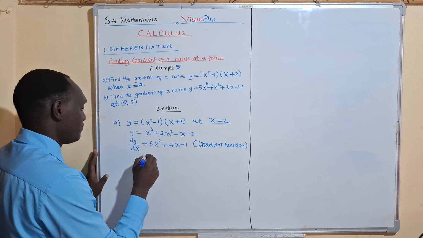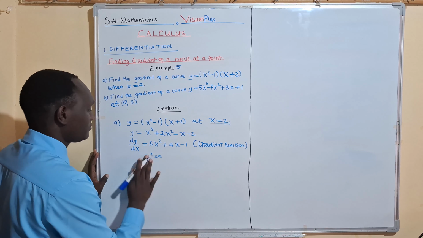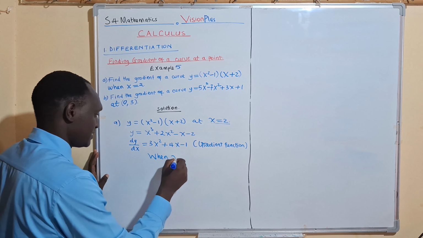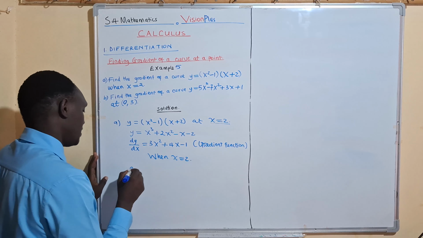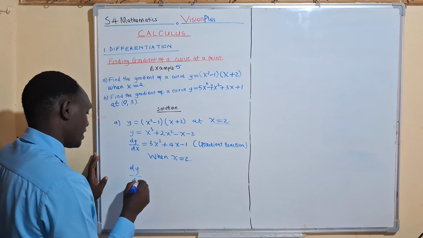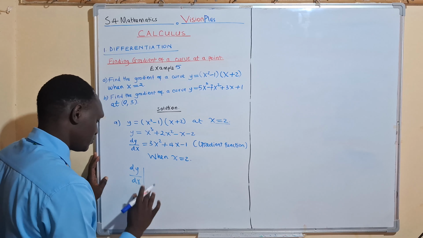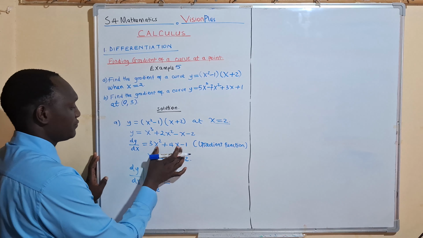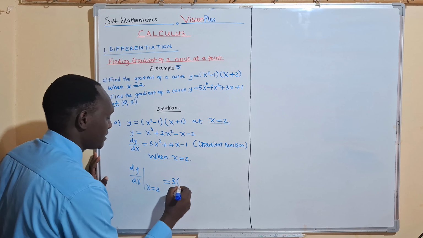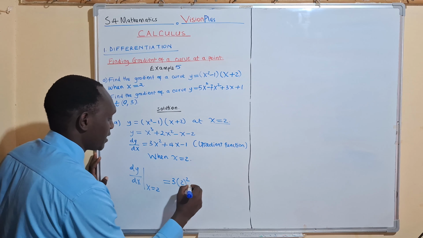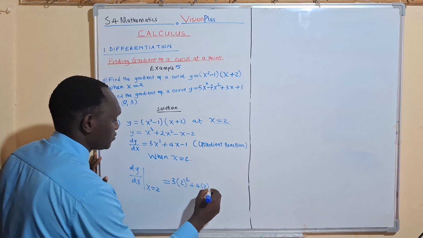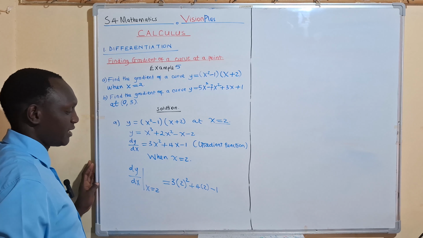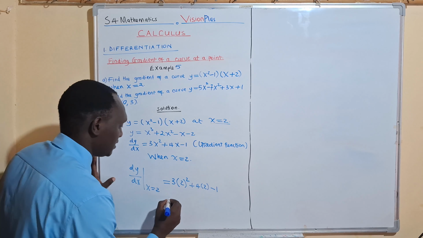So therefore, when x equals 2, our gradient becomes, you come and substitute for x as 2. That gives us 3 times 2 squared, plus 4 times 2, minus 1. This is going to be 12. 16 minus 1, that is 15.